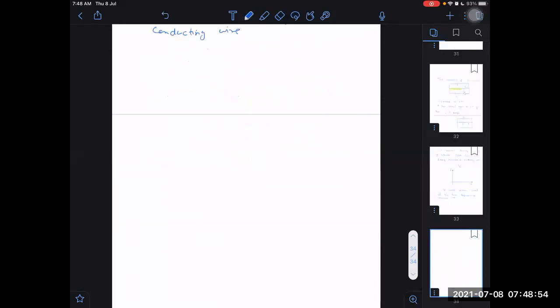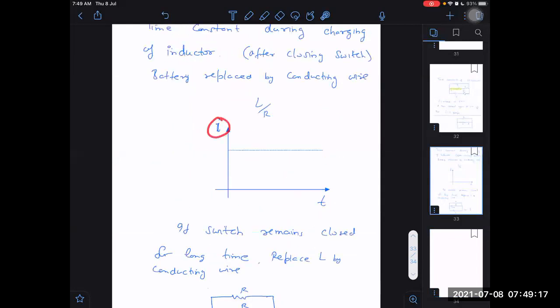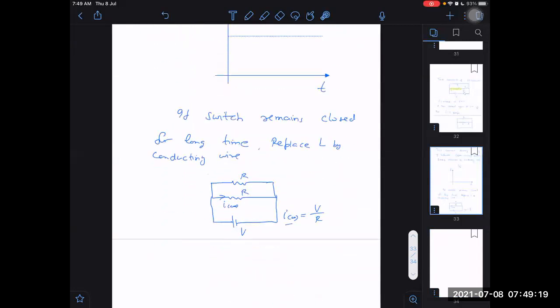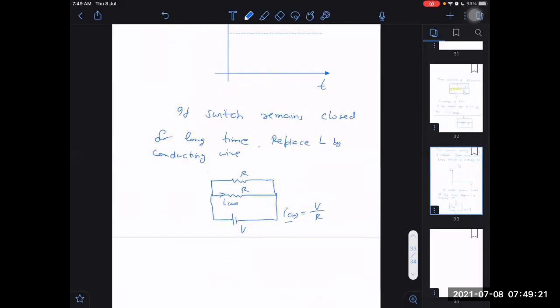Let me check once. This is R. This is also R. This is a battery. This is the current which we are finding here, I infinity. It is R, it is R, and it is V. So it will be just V by R. I infinity will be V by R. We are finding only through the inductor. Remember, I is the current flowing through the inductor here. Okay.